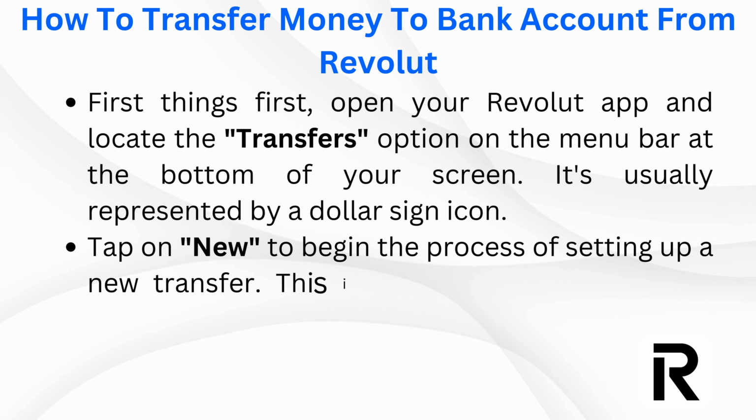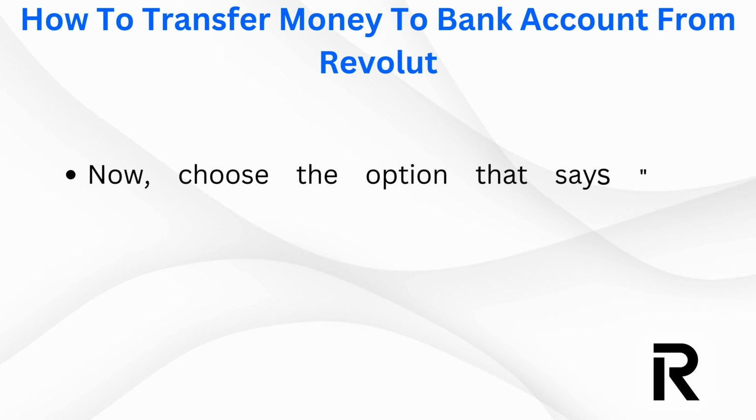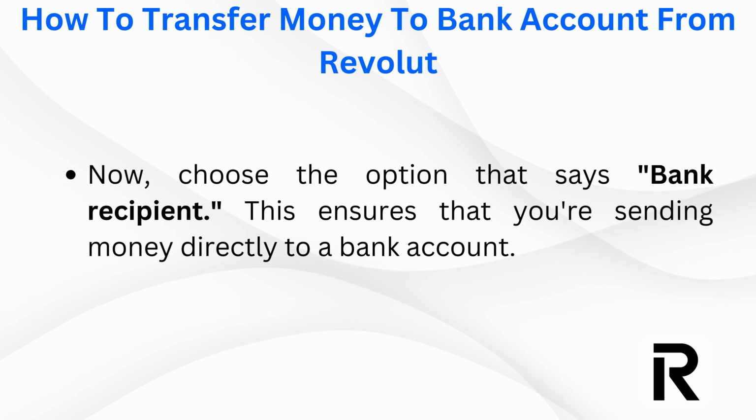Step 2. Tap on New to begin the process of setting up a new transfer. This is where you'll kickstart the procedure to send money to a bank account. Step 3. Now, choose the option that says Bank Recipient. This ensures that you're sending money directly to a bank account.